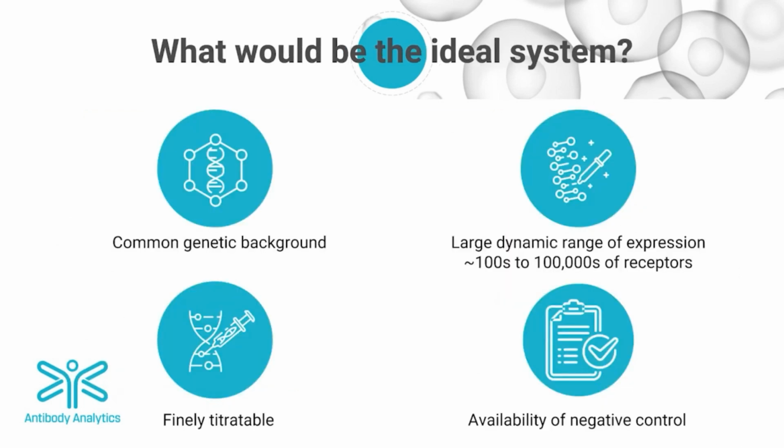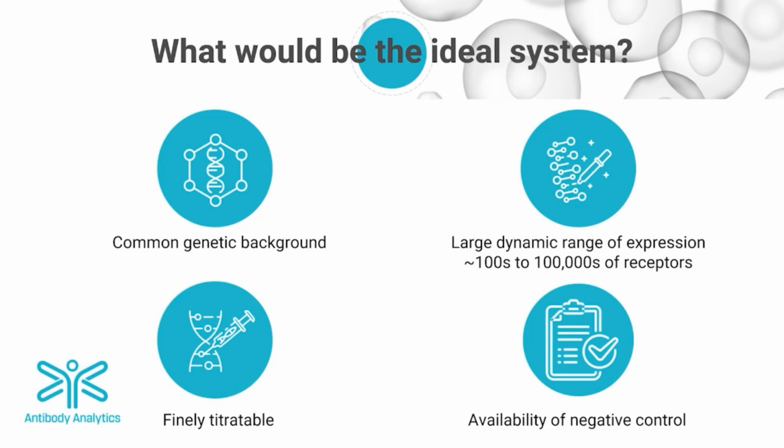In order to address the limitations of the conventional approach to assessing antigen density, a better system would have the following characteristics: a single cell background to ensure the absence of confounding factors from heterogeneous cell populations, and a large dynamic range of expression. This would enable the assessment of antigen abundance across a wide range of expression levels, from hundreds to hundreds of thousands of receptors per cell, providing a more comprehensive analysis.